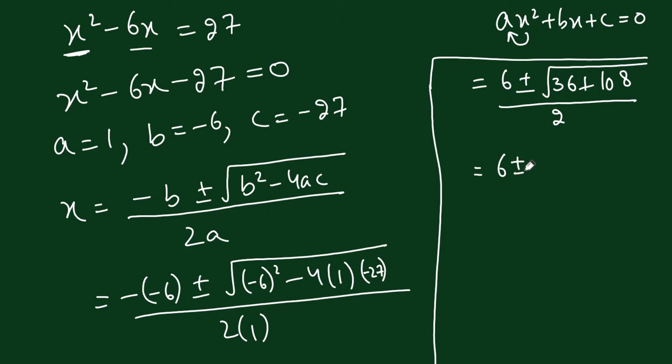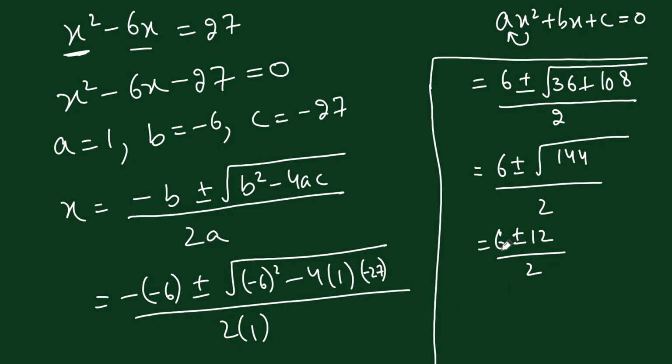Inside the root we'll simplify first. It's 36 plus 108, which after adding is 144, whole divided by 2. You cannot cancel 2 and 6 because 2 is for this term also, and this term also. In between you can see is plus or minus. So 2 belongs to both the terms, you can't just cancel it with 6. Here we should know the square root of 144 is 12. If we don't know that, maybe you will get a root chart in your exam, or at least the square roots you should know. The square root of 144 is 12, whole divided by 2.